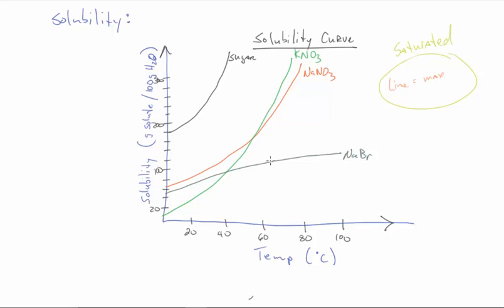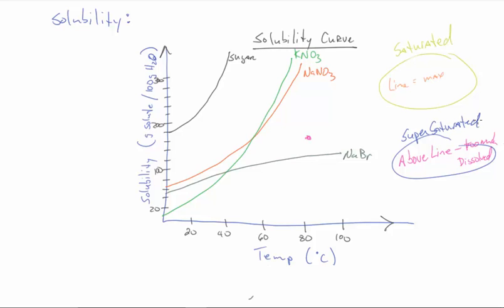Well, I've got a couple of different things I can do. What if I'm looking at sodium bromide here at 80 degrees, and what if I'm way up here, right? I've got more dissolved than should be dissolved, so what do I call that? Well, if I'm above the line, I've actually got too much dissolved, and what we call that is supersaturated. I've got too much dissolved.